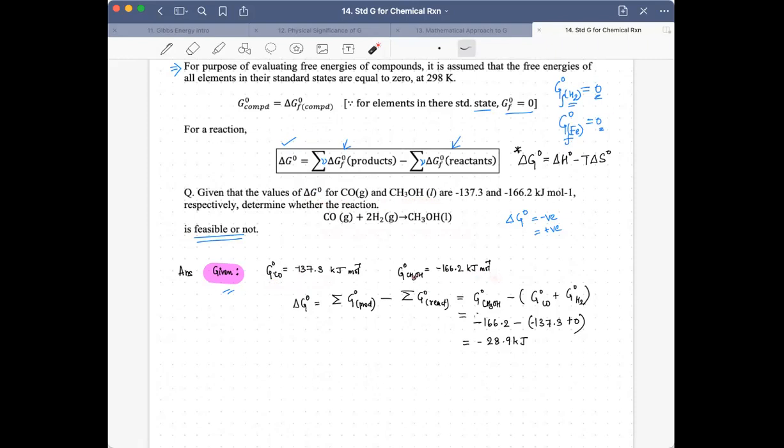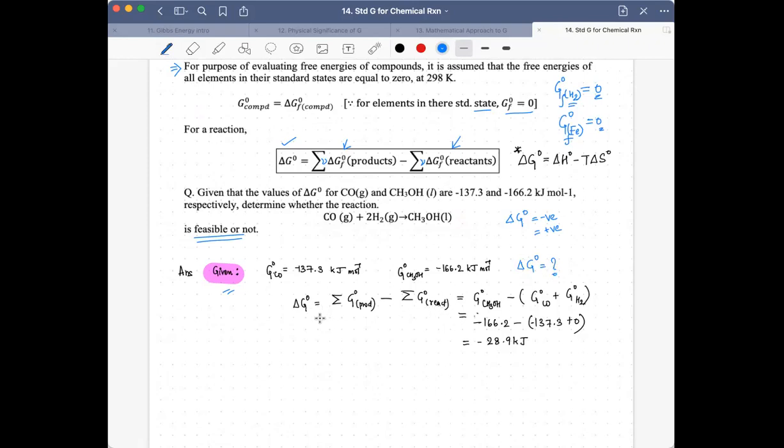Okay, now you are to calculate the delta G. You have to find out whether it's feasible or not. To understand feasibility, you have to find out the sign of delta G naught. So basically, delta G naught is what you have to calculate here.